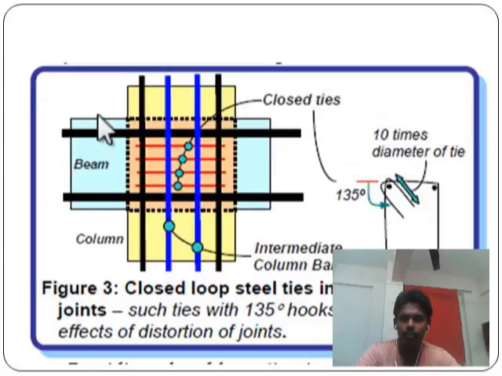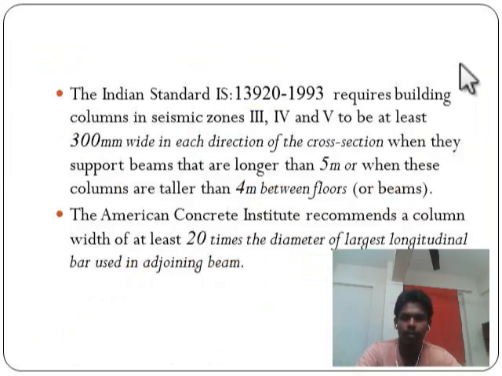As I said, the ties should be provided at about 150 mm spacing, not more than 150 mm spacing, and the anchorage part should be of the size of 10 times the diameter of the tie as per the IS code 13920:1993. This is one of the ductility Indian standard codes. That particular code requires buildings in different seismic zones to have columns 300 mm wide in each direction of cross section when they are supporting beams that are longer than 5 meters, or when these columns are taller than 4 meters between floors. As per the American standard, it is 20 times the diameter of the largest longitudinal bar used in the adjoining beam.